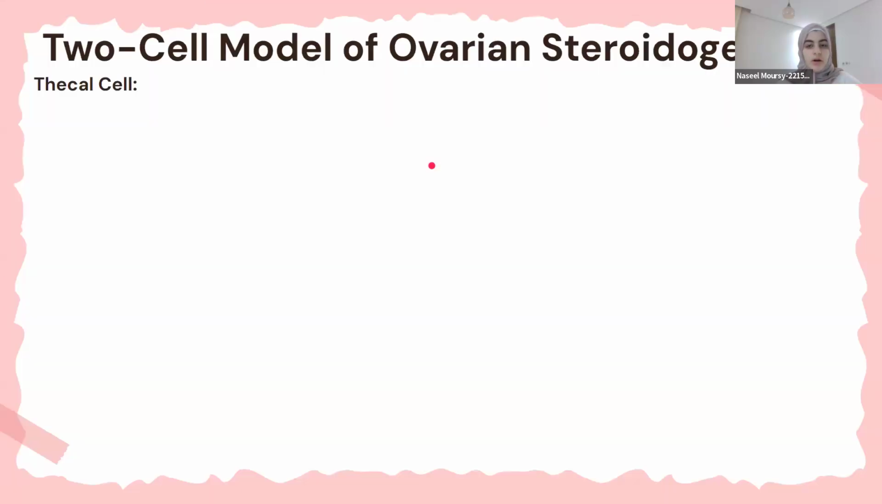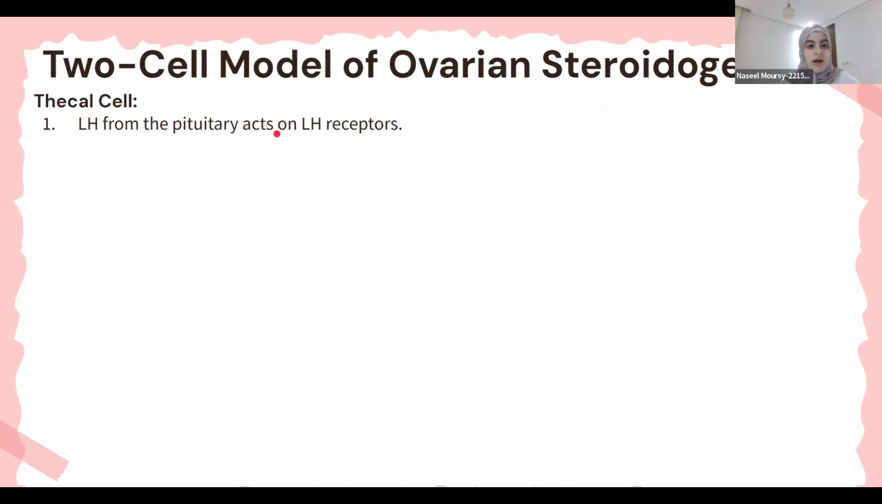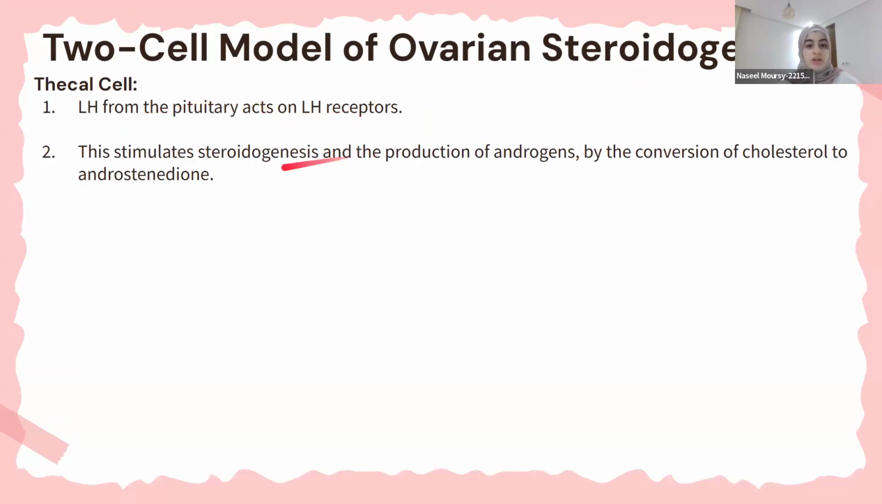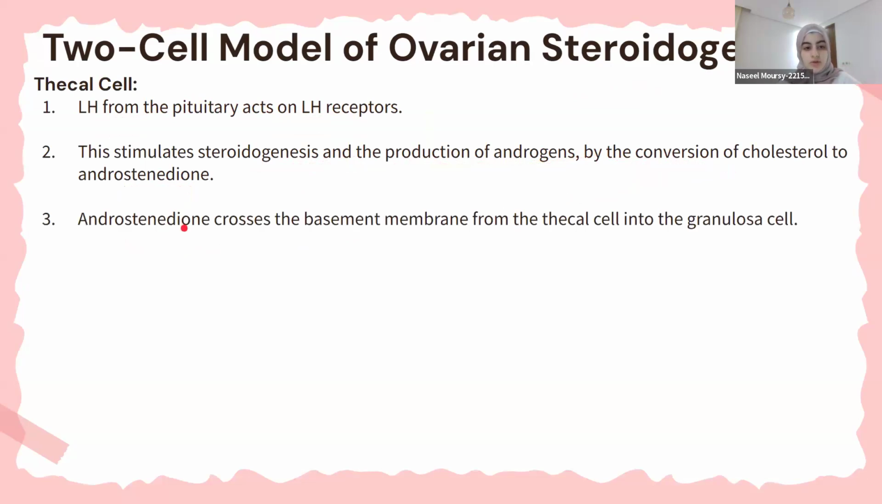So again, this is in word form. Okay, so basically we have the thecal cells. In the thecal cells, LH from the pituitary acts on LH receptors. This stimulates the steroidogenesis and the production of androgens by the conversion of cholesterol into androstenedione. Then androstenedione crosses the basement membrane from the thecal cell into the granulosa cell. So if you guys notice, we have two different things happening in the granulosa cell. Something mainly happens before ovulation and then after ovulation.